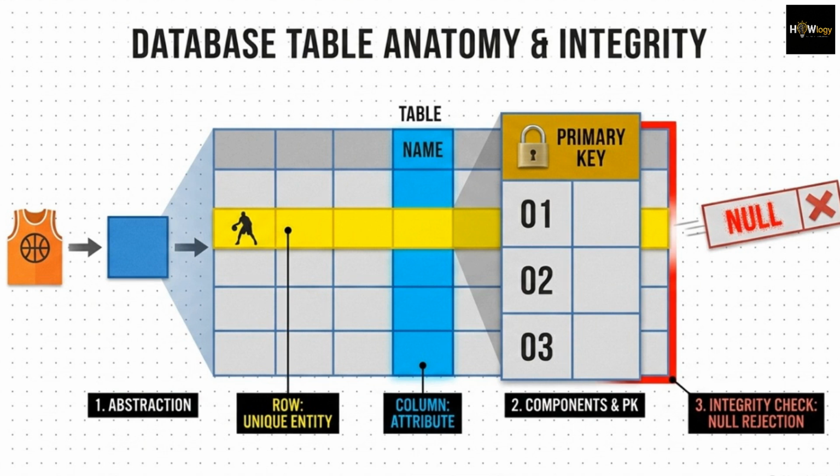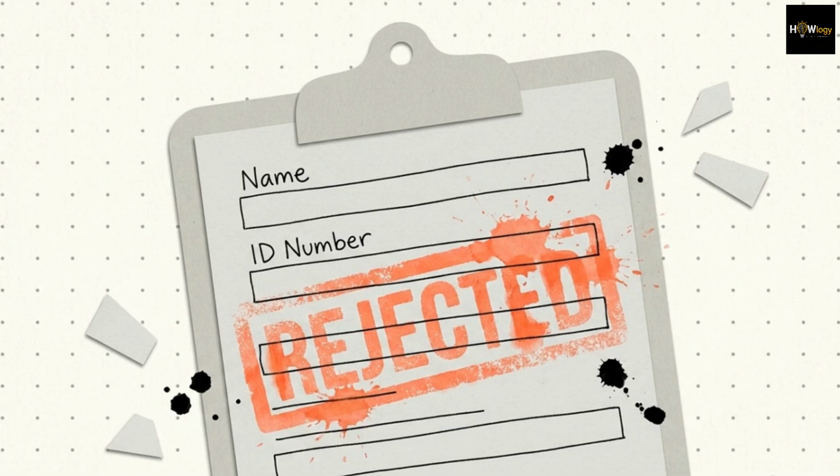To keep everything organized, every table requires a primary key. This is a mandatory attribute, or a combination of attributes, that uniquely identifies every single row. Because a primary key is the sole identifier for a record, it cannot contain a null or missing value. If an entity doesn't have a distinct identity, it cannot exist in a relational system.